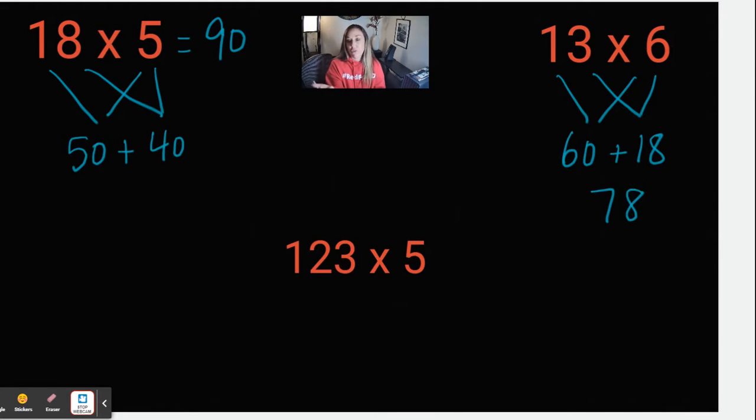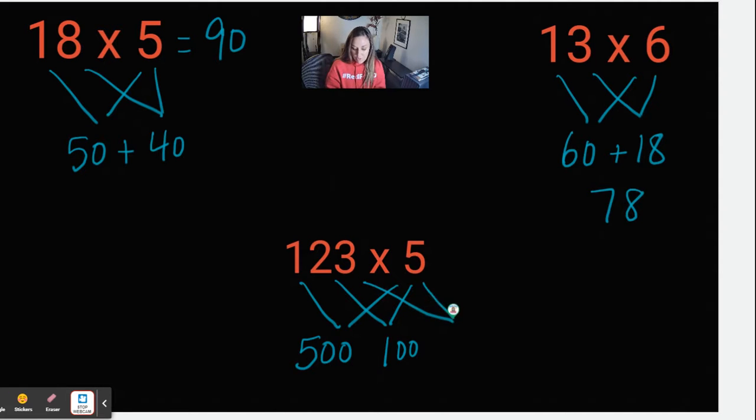And then it even works for 3-digit multiplication too. Here you have 5 groups of 100, which is 500. And then you have 5 groups of 20. 5 groups of 20 is 100. And then 5 groups of 3, which is 15. And if you add all those up, you get 615, which is not showing up right.